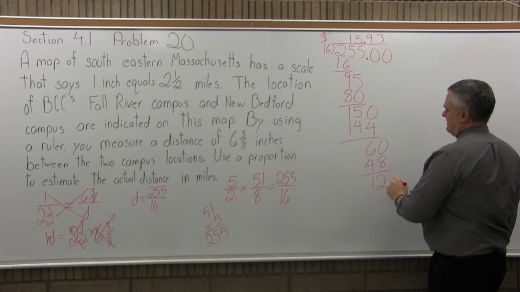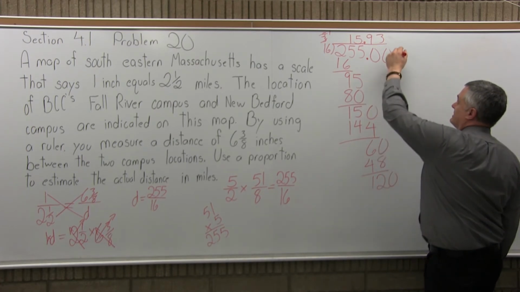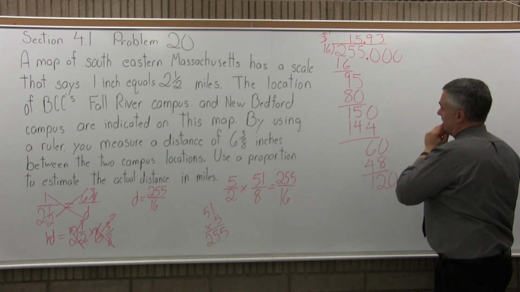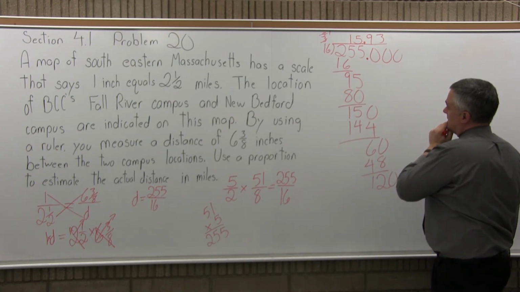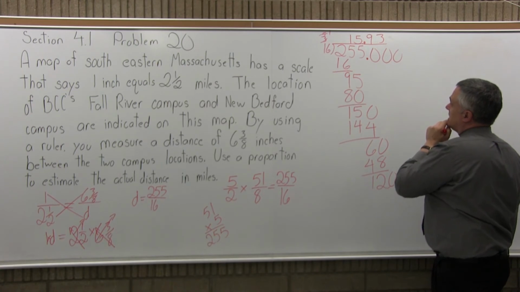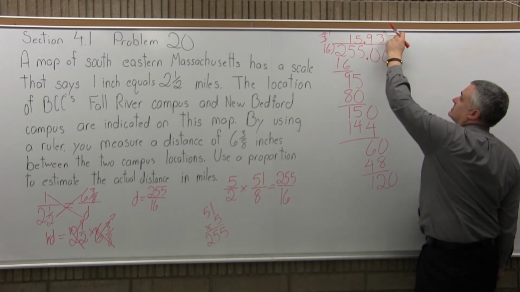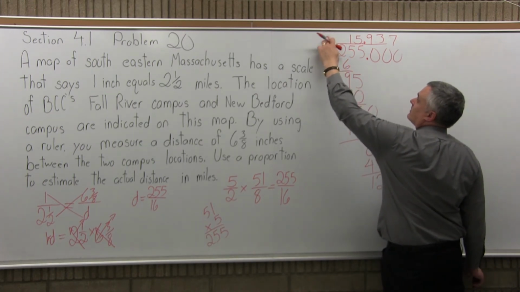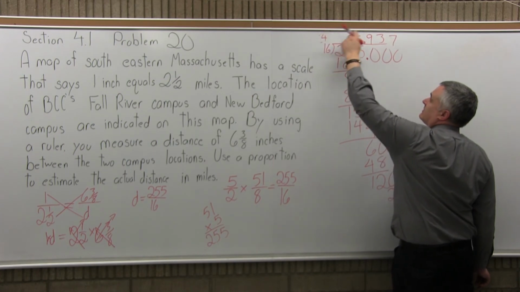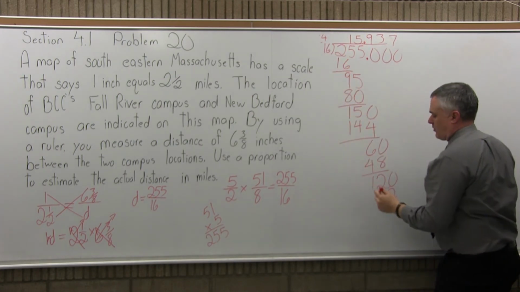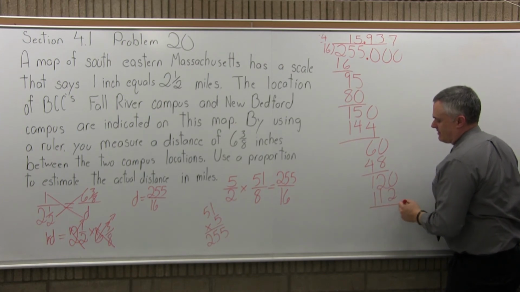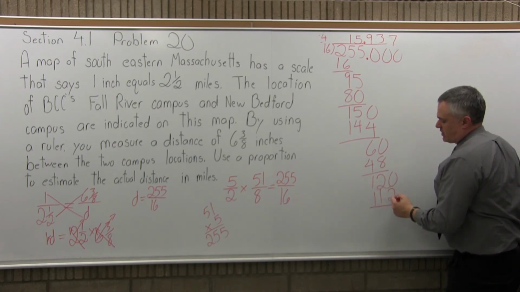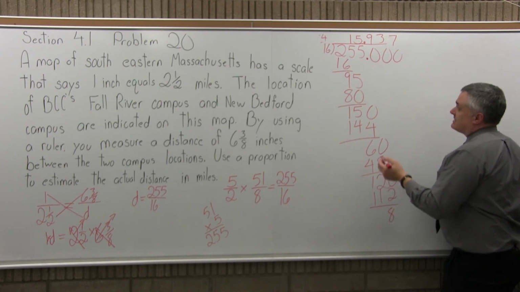Let's see if it's going to go in evenly now. So if I bring down another 0, I'd have 120. Let's see. I don't know if it's going to go in evenly. Let's try 7. So 7 times 6 is 42. Write the 2, carry the 4. Let's clean this up a little bit. 7 times 1 is 7. 7 and 4 more is 11. So 120 minus 112 is 8. Still hasn't gone in evenly.